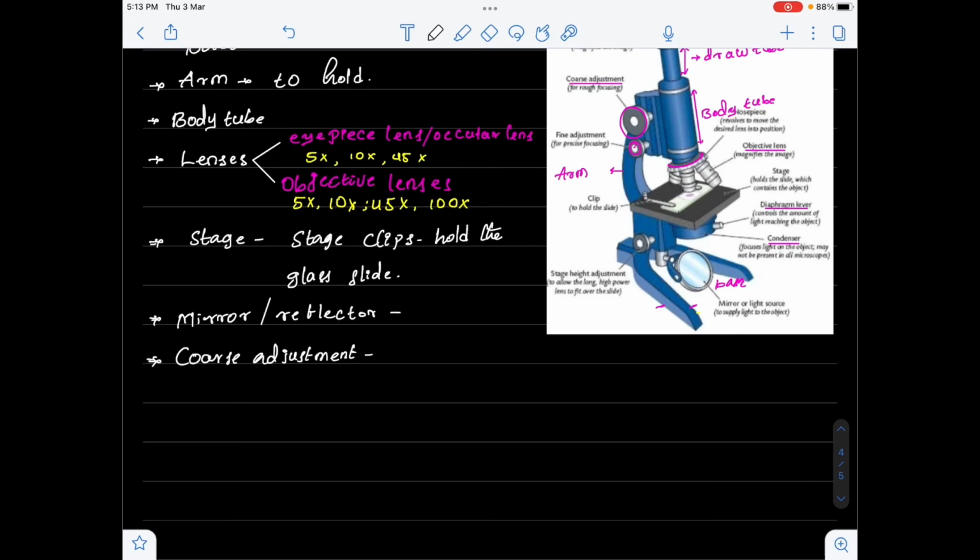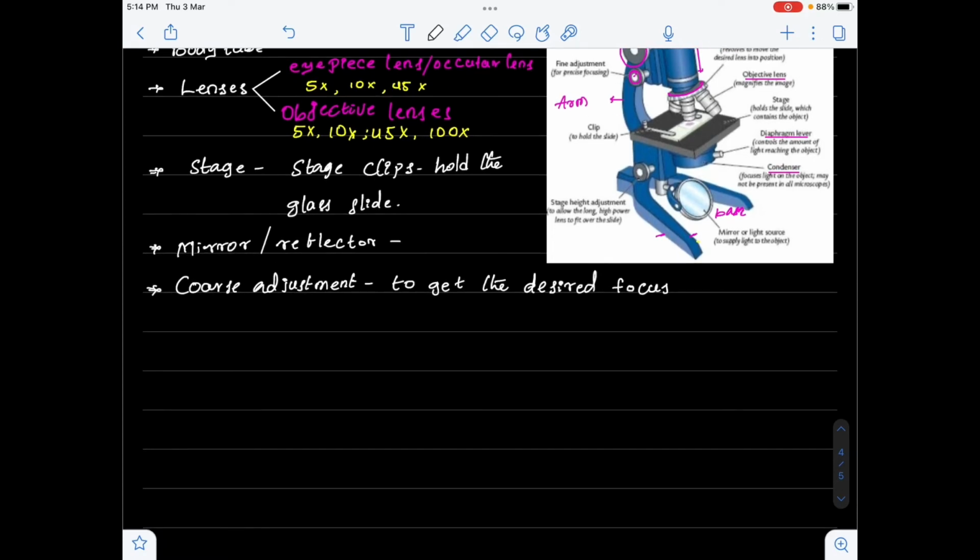The coarse adjustment is used to get the desired focus, whereas the fine adjustment is used to get the sharp image.